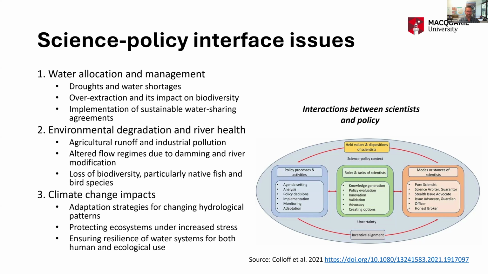The third major issue are climate change impacts. This revolves around things like the need for adaptation strategies that really accept and integrate changing hydrological patterns in rivers, impacts to address the protection of ecosystems under increased stress, and to ensure resilience of water systems for both human and ecological use. So some complex science policy issues there that we need both science and policy activities directed towards and integrated in order to address.